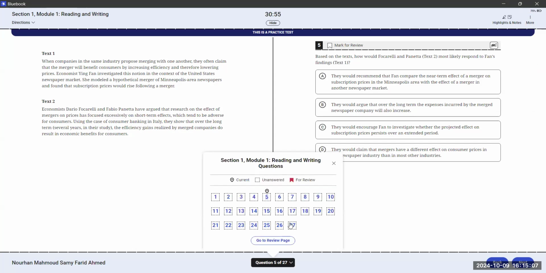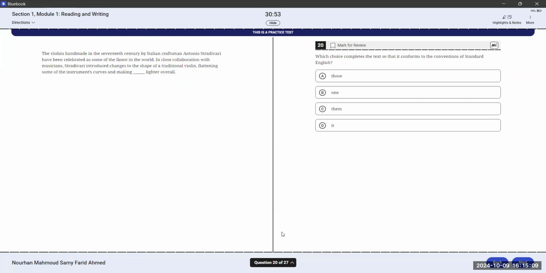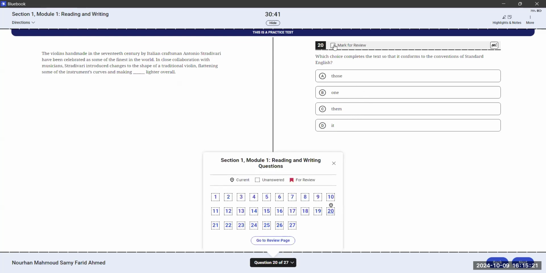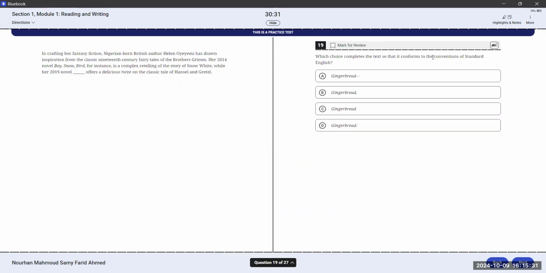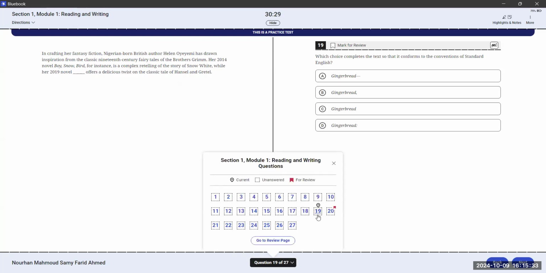Think about question number 20. What kind of question is this? That's standard English conventions. You can cross out 2 choices. Can you return back to the question? You can mark it for review. See, it's already marked for review. And what does this mean? This is the current question. If I return to 19, see, 20 is marked, and this is 19, the current one. Simple and easy.